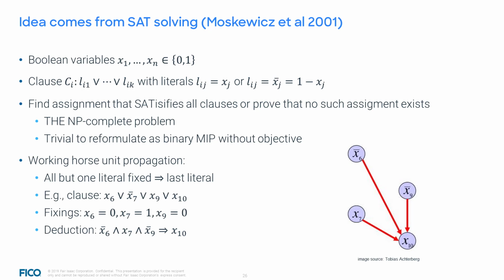Such a problem is, of course, trivial to reformulate as a binary MIP. In SAT solving, the workhorse is unit propagation. If all but one of the literals are fixed, then the last literal can also be fixed. For example, assume we are given the clause that says either x6 equals 1, or x7 equals 0, or x9 equals 1, or x10 equals 1. Hence, if x6 is fixed to 0, x7 to 1 and x9 to 0, then, in order to fulfill the clause, the last literal x10 must be fixed to 1.